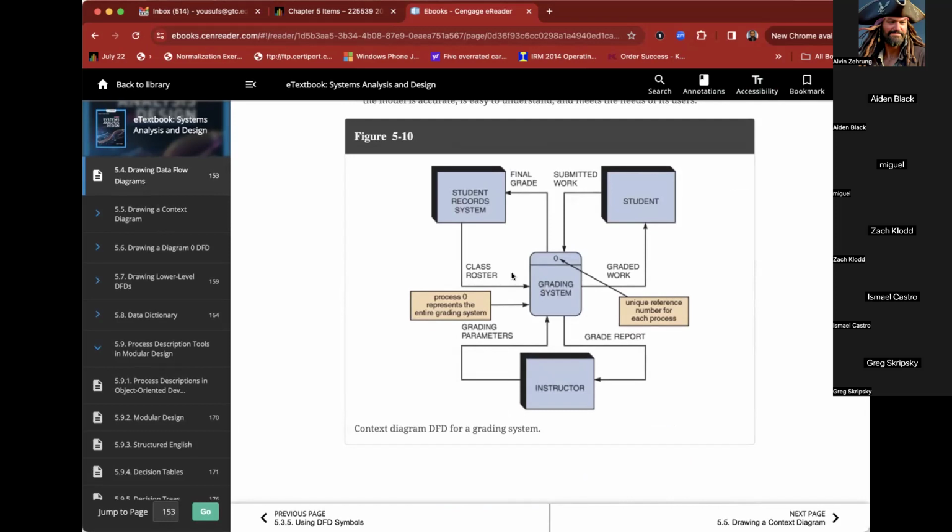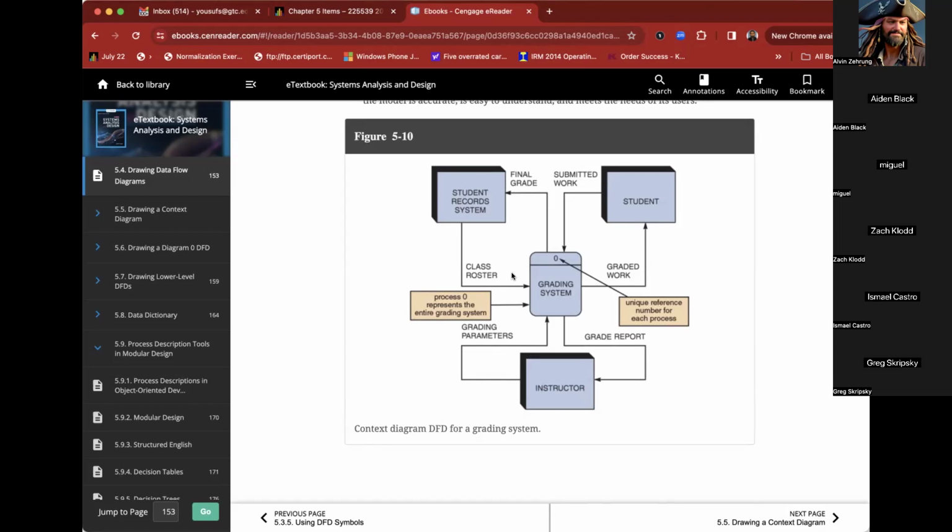When the system is considered as one unit, you define the external entities. Student will send something in and will receive something back. Student record system will send something in and receive something back. Instructor will send something in and receive something back. We are not concerned about the data stores at this level. All we want to know is how many external entities will work on this system. The system itself will not be further defined. It is all one big unit.